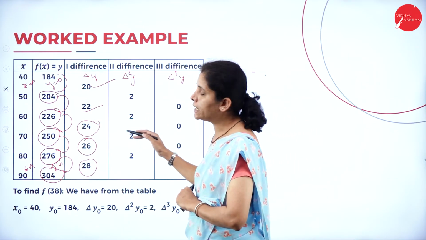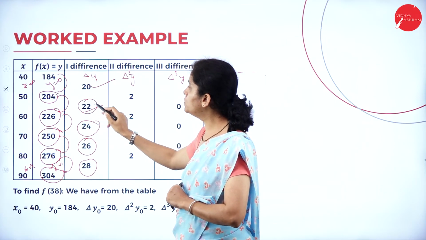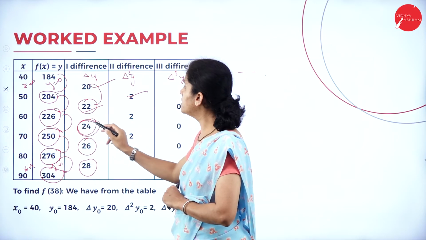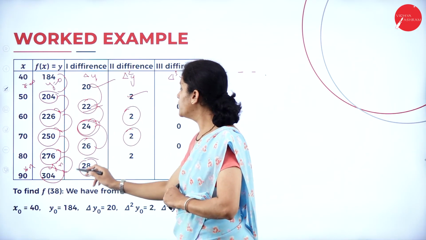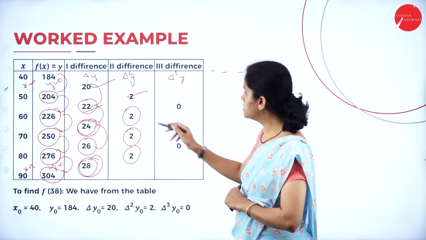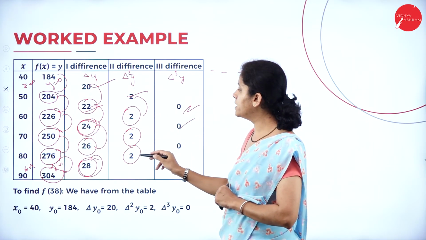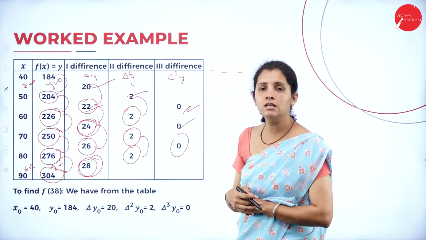Now, to get the delta square, I'm going to subtract 22 minus 20, so I'll get 2. 24 minus 22 is 2, 26 minus 24 is 2, 28 minus 26 is 2. Next time, if I subtract, I'll get the answer 0. 2 minus 2 is 0, 2 minus 2 is 0. Now, the construction of the table is over.